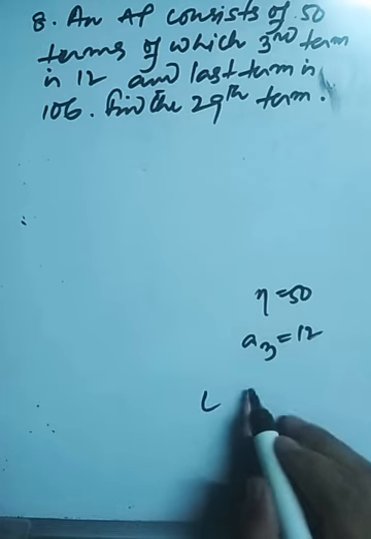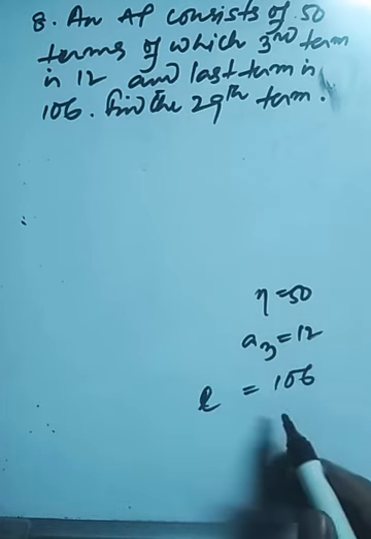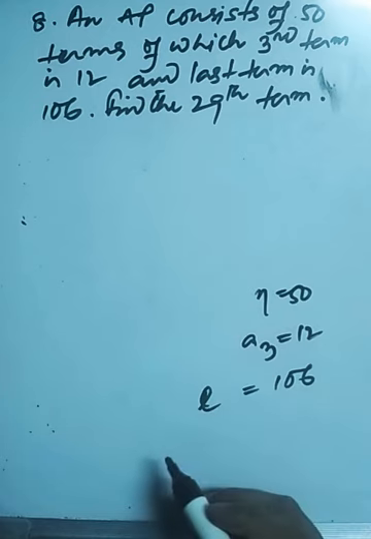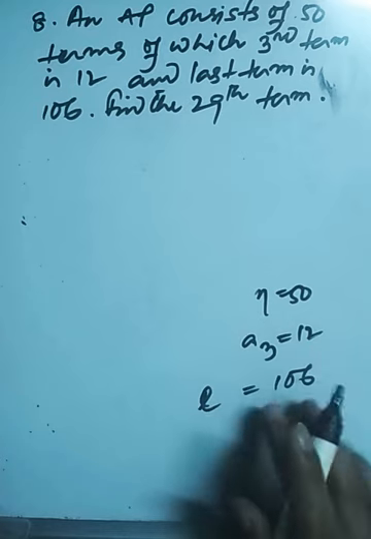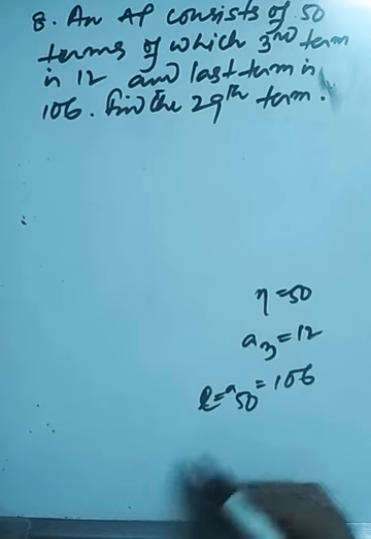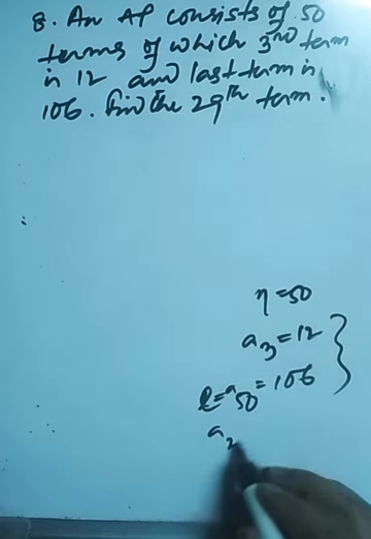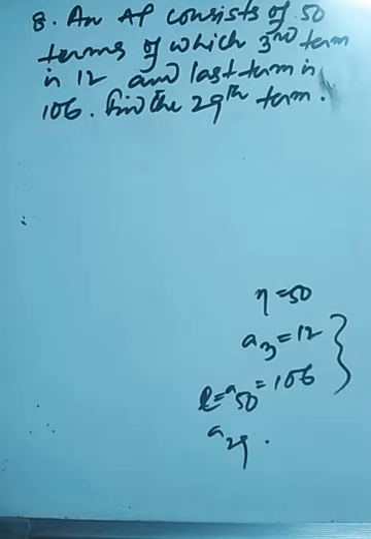So last term is how much? 106. So L stands for last term. But last term means how many terms are there in this AP? We have 50 terms. That means this L will be equal to what again? A50. So these are the information given in the question, and we are asked to find A29.